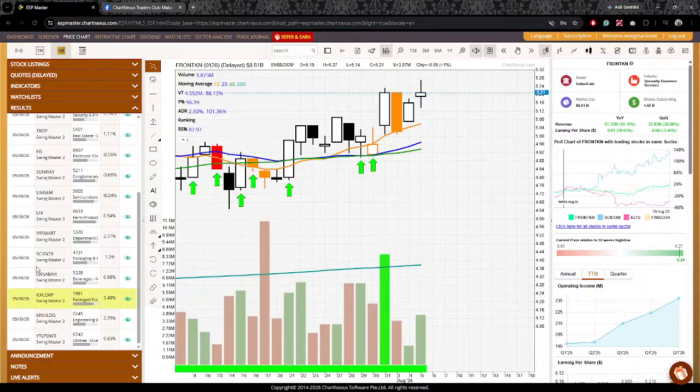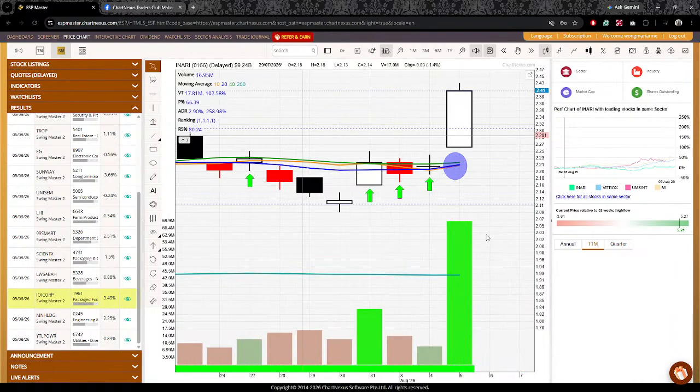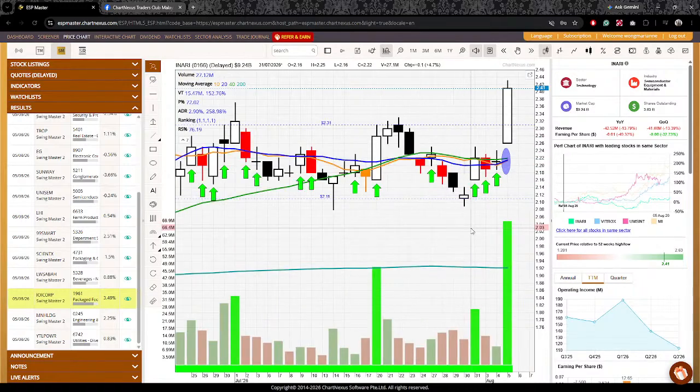Okay, where to take profit for Inari? That's a good question. Let me go back to Inari's chart. Assuming people who are already in Inari, your next question is, you cannot be holding on forever, because this is not investing, you are trading. So you will need to lock in your profit.